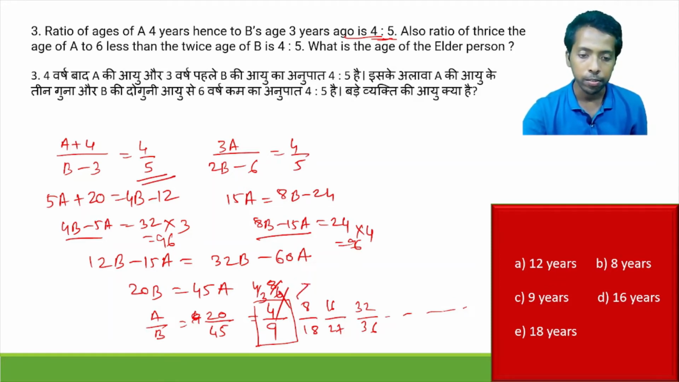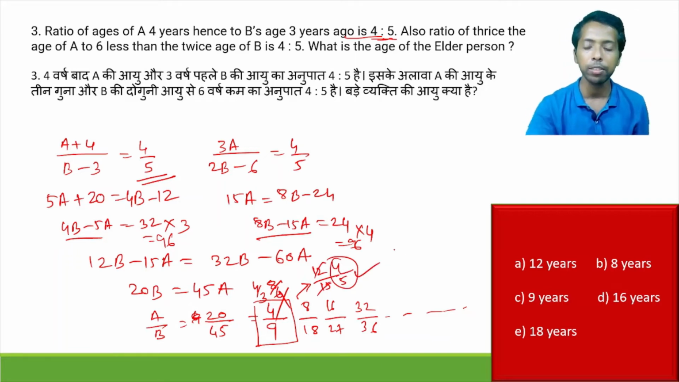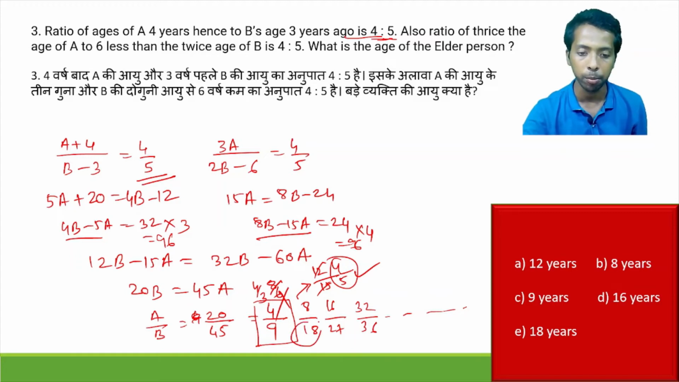Here it's 8 plus 4, that is 12, and this is 18 for B, but 3 years ago, that is 15 it should be. Now just reduce the form here, that is 3, 3, 4, 3, 5, yeah. So 4 by 5, it's absolutely satisfied here, right? So what is the age of the elder person? That is for B it's talking about, that is 18 years. Hope it's clear to you.